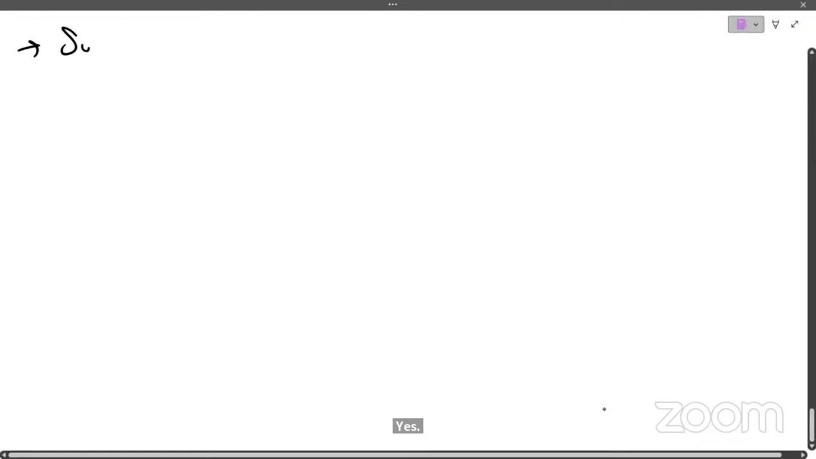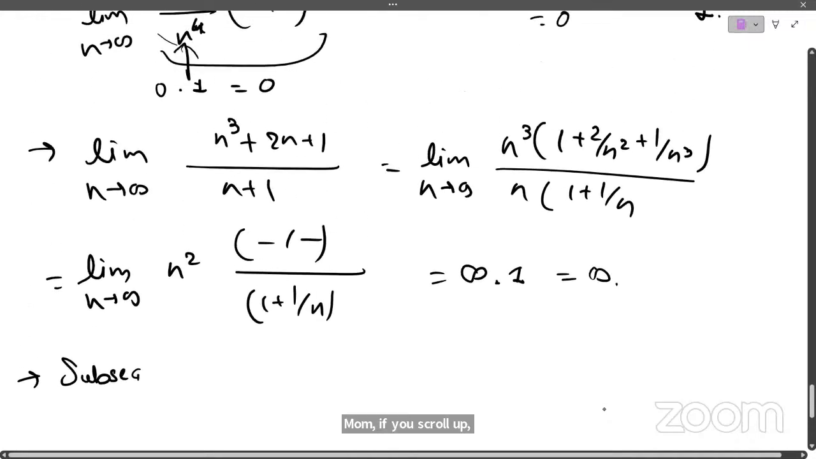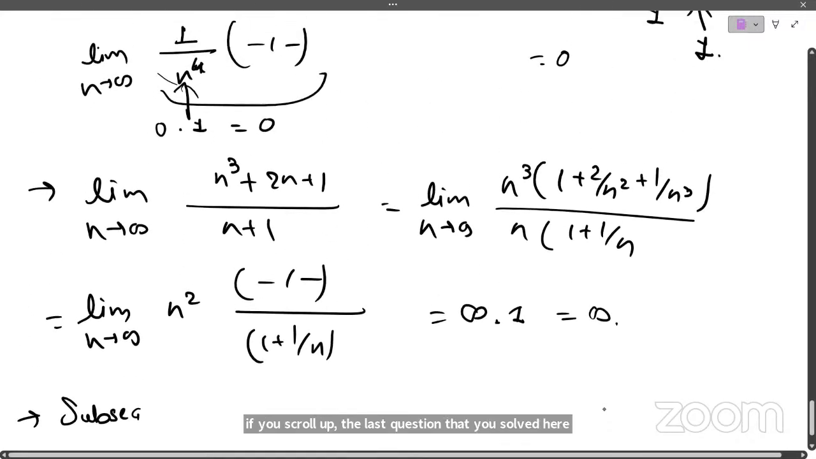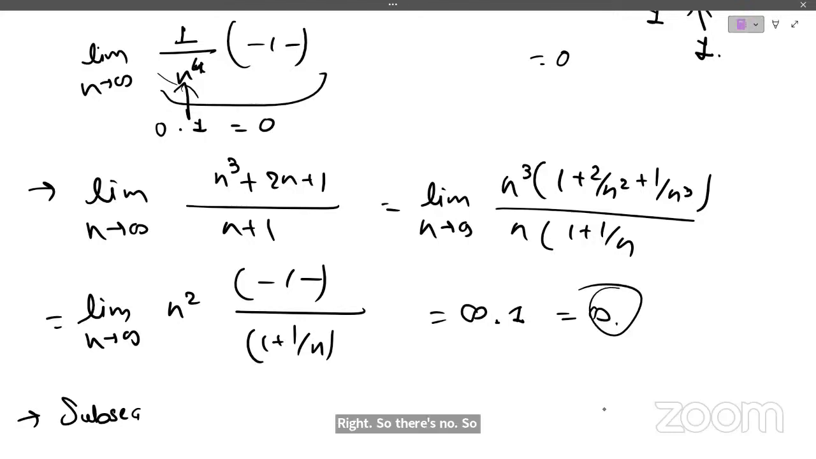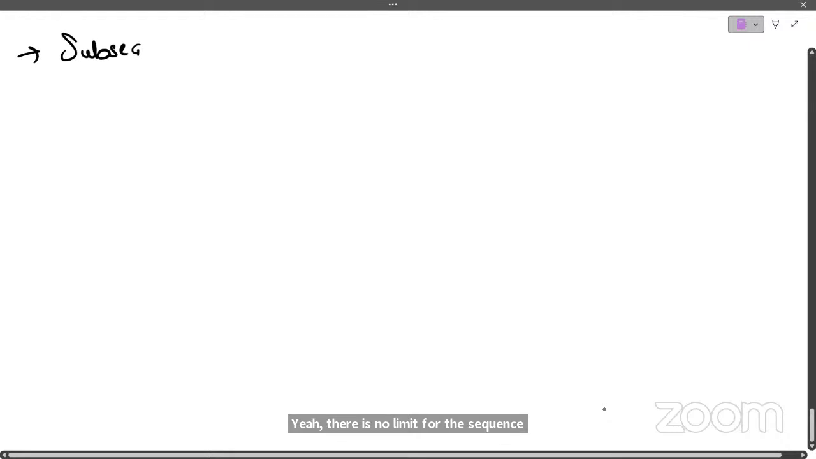Subsequence is some other topic, but ma'am, if you scroll up to the last question that you solved here, it's infinity, so it is non-convergent, right? Yes, it goes to infinity, so there is no limit for this sequence an by bn. They have put some subsequence question.